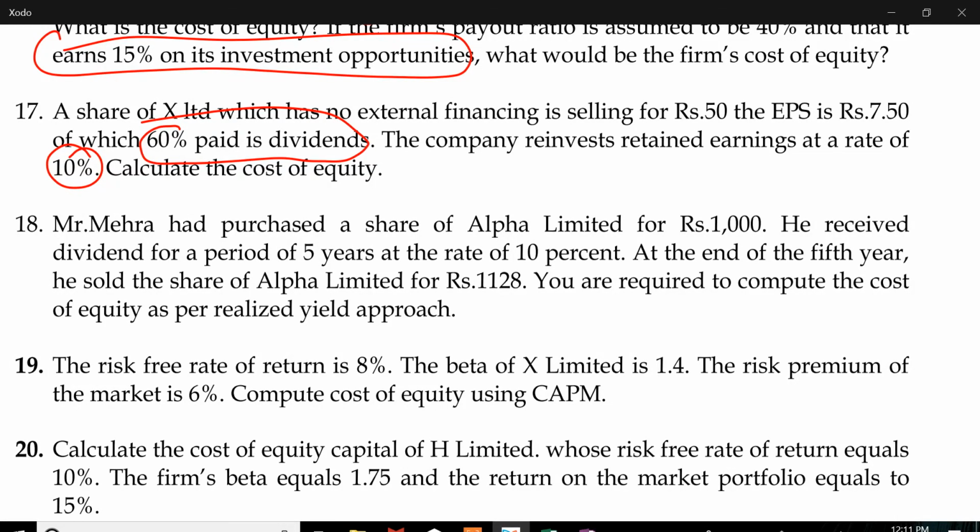Growth rate equals IRR into retention ratio. What is the IRR? 10%. Retention 40%. So 10 into 40% equals 4%.